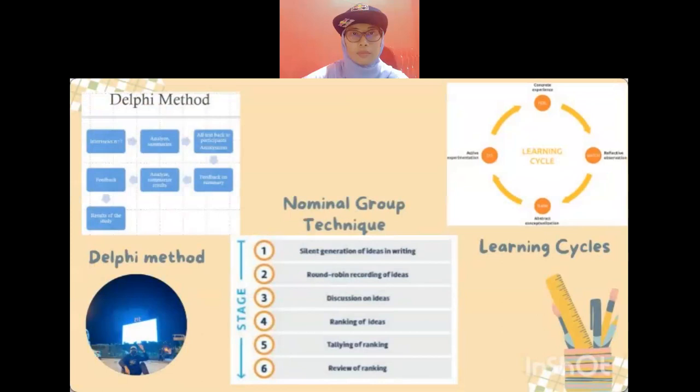Next, we have nominal group technique. So we have nominal group technique as a different stages. Stage 1, silent generation of ideas in writing. Stage 2, round robin recordings of ideas. Stage 3, discussion on ideas. Stage 4, ranking of ideas. Stage 5, tellings of ranking. Stage 6, review of the rankings.